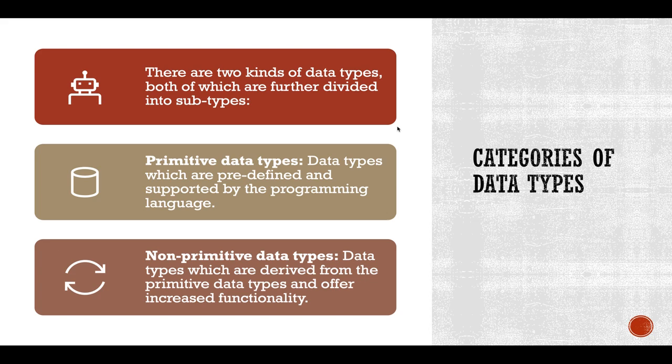Moving on, let us see the categories of data types. There are two kinds of data types, both of which are further divided into various subtypes. The first one is the primitive data types and the second one is the non-primitive data types. Primitive data types are predefined by the language, and non-primitive data types are derived data types which could be derived from other primitive or non-primitive data types. This is the basic classification which applies to every language. We will see further what comes under primitive and what comes under non-primitive data types.